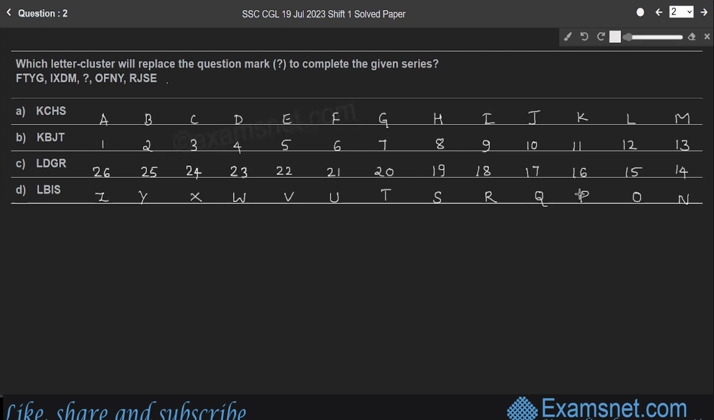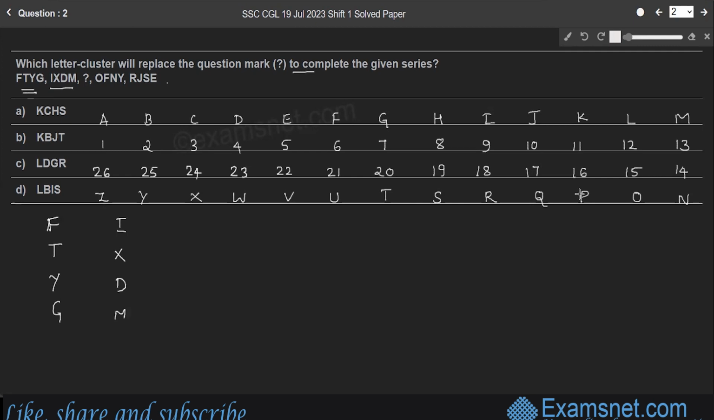Question number 2. Which letter cluster will replace the question mark to complete the given series? So in the given series, the first cluster is FTYG, right? So we'll consider the first cluster FTYG. And the next cluster is IXDM, right? We need to find the third letter cluster.